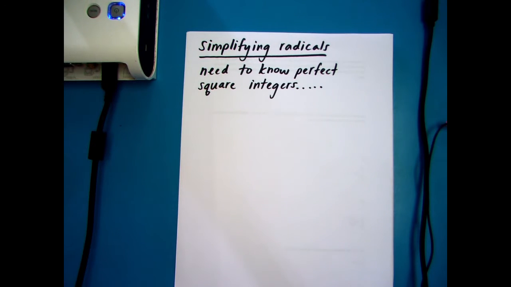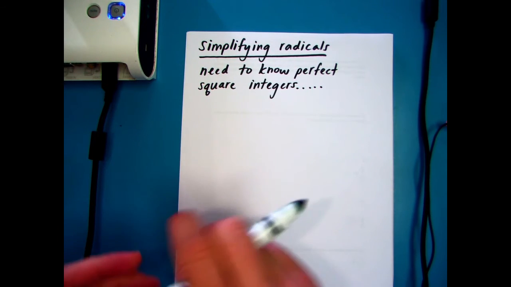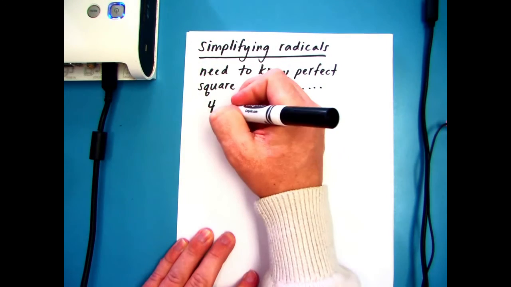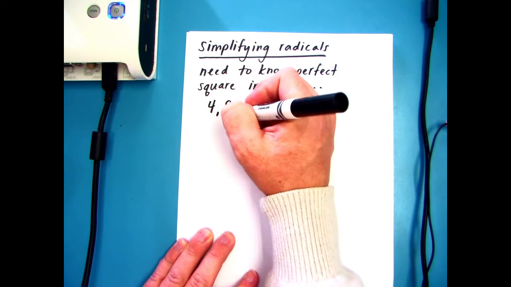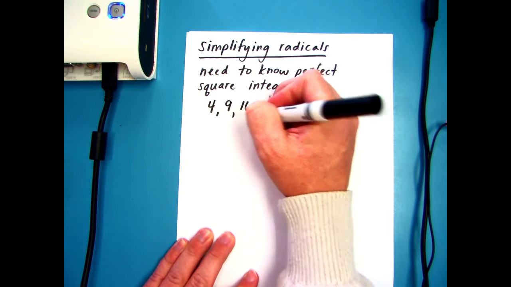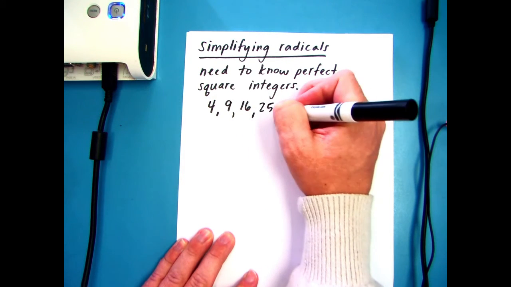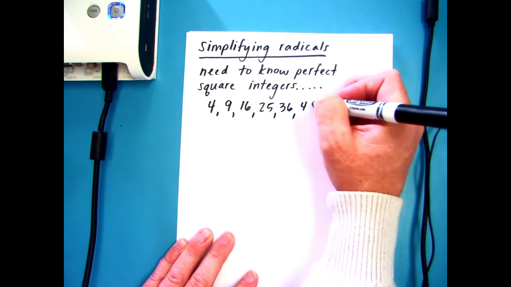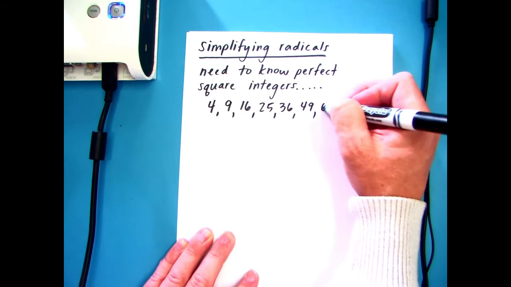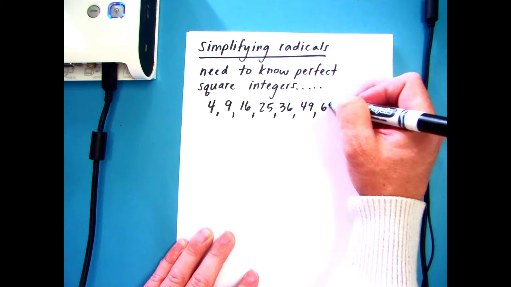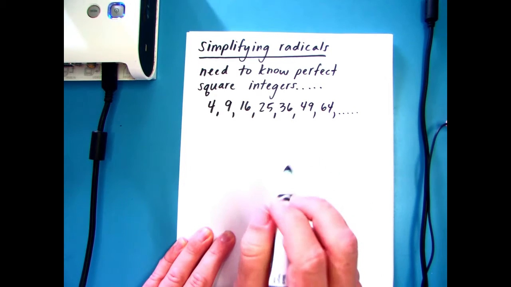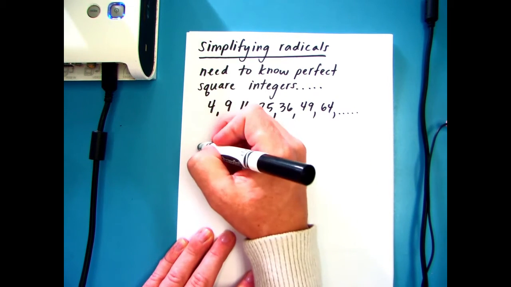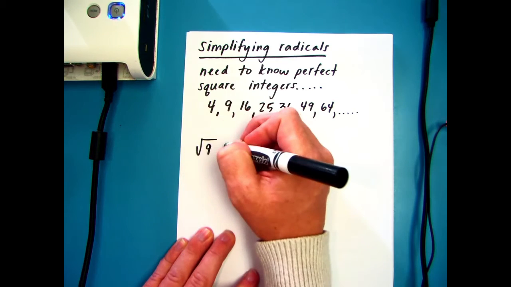In this video, we're going to simplify radicals. For simplifying radicals, you're going to need to know perfect square integers. Starting with 2 squared being 4, 3 squared being 9, continuing on 16, 25, 36, 49, 64. These are all perfect square integers. So we need to know those to help us with these problems.